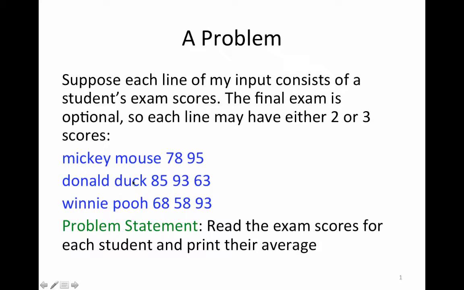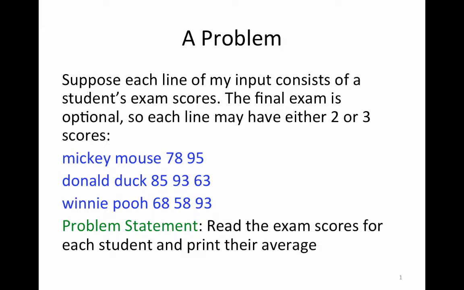If you do, and you read the 2 exams for Donald Duck, and the next thing you try to do is read a name, you'll get 63. That's no good. So you might say, okay, I'll assume that everyone has 3 exams. Well then, for Mickey Mouse, you read 78 and 95, and then when you try to read Mickey's third exam, you get Donald. That's no good.